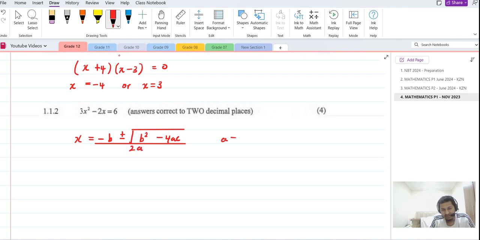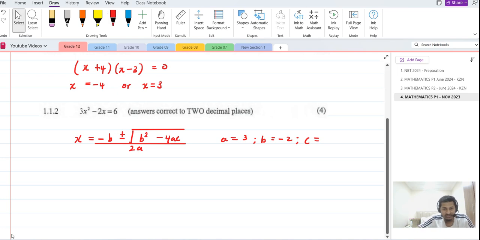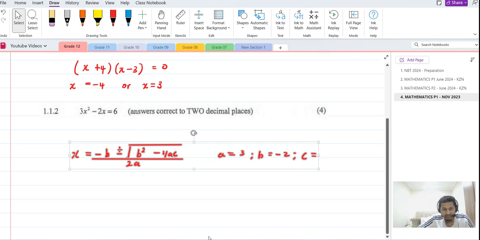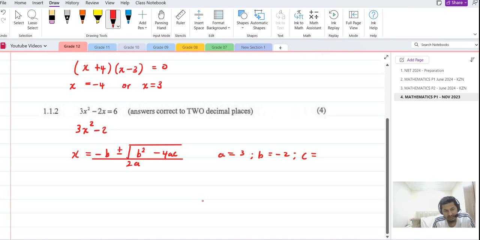a is equal to 3, b is equal to negative 2, and the value of c is equal to, make sure to bring the 6 over, it's not in standard form. So let's write this in standard form. So you need to solve this equation, 3x squared minus 2x, bring the 6 over. It has to be equal to 0, right? So the value of c is negative 6.